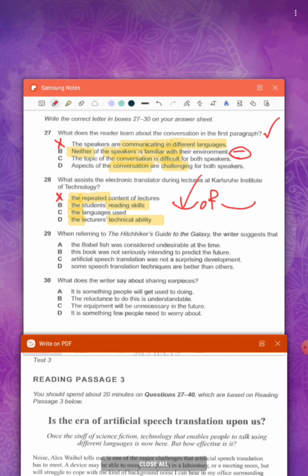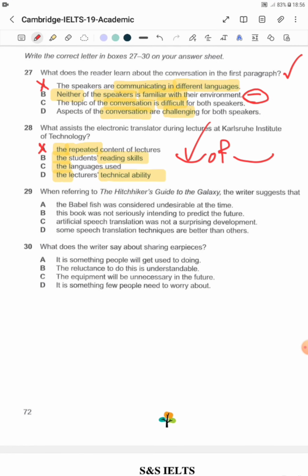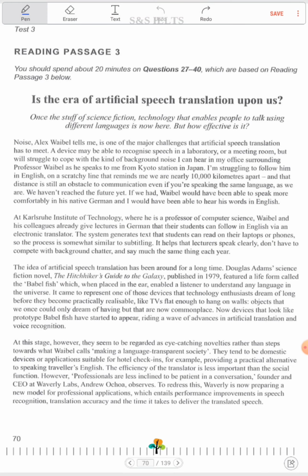Okay, suppose you cannot find this contradiction, because I had many students answer this question. Many students rejected A with no problem. Okay, reject A. B, a student's reading skills. So, are the reading skills of students assisting the electronic translator? Is there a statement saying that? Of course not. So you reject B.